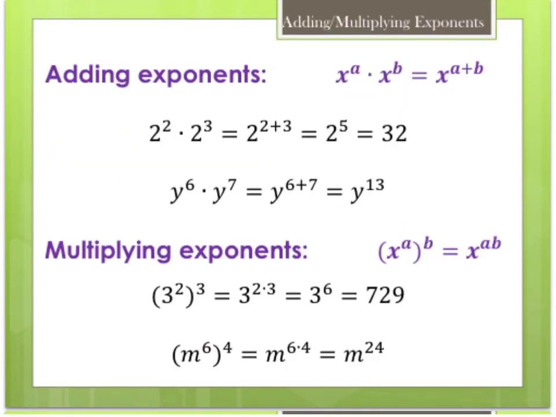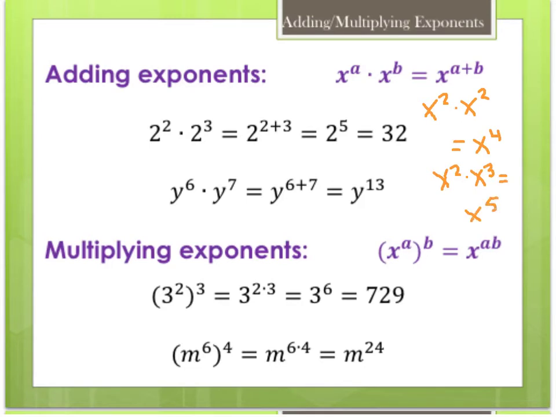All right, the next property we're going to look at is adding and multiplying exponents. So hopefully this is a bit of a review. But whenever we are multiplying, we're actually adding exponents. So if you see here, x to the a times x to the b is going to be x to the a plus b. And this makes sense, right? Because if you think of x squared times x squared is x to the 4th. Or x squared times x cubed is x to the 5th.